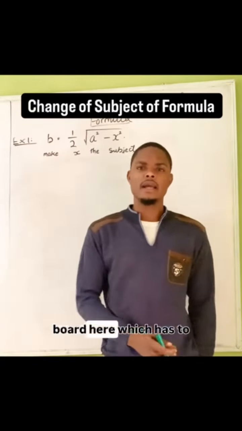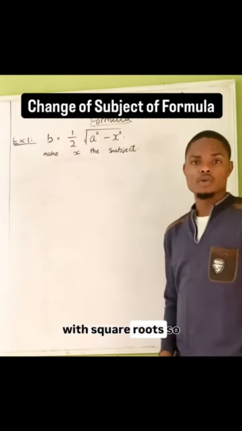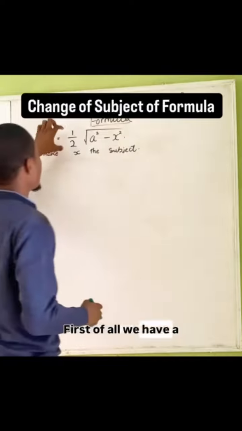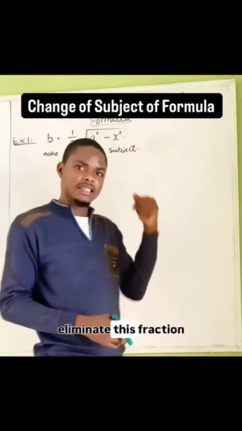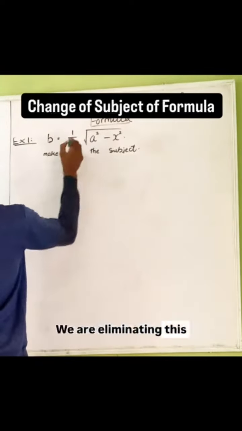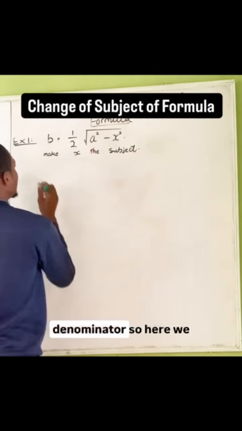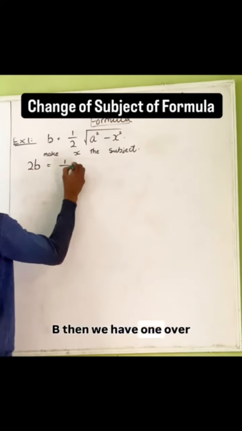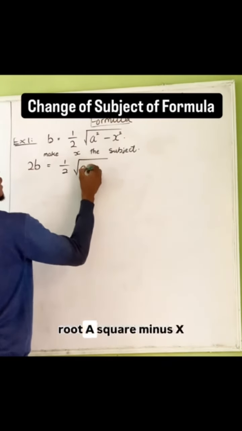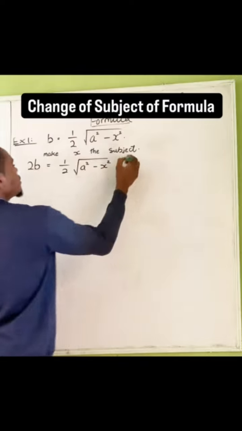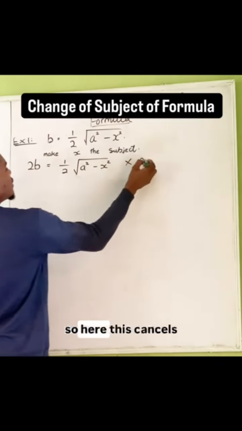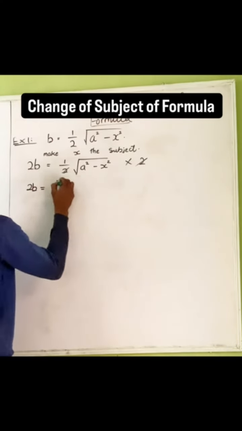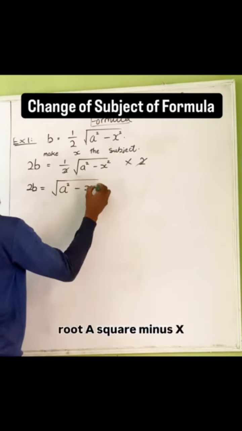But now we have a question on the board here, which has to do with square root. We want to make x the subject of this given equation. How do we do that? First of all, we have a fraction here. We have to eliminate this fraction. How do we do that? We are eliminating this fraction by multiplying both sides by the denominator. So here we have 2b. 2 times b gives us 2b. Then we have 1 over 2 root a squared minus x squared, times 2. So here, this cancels this. We have 2b equals root a squared minus x squared.